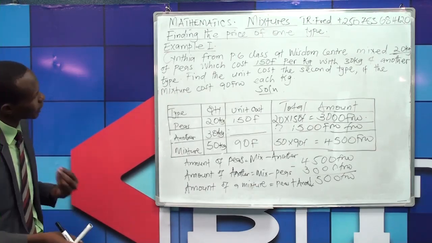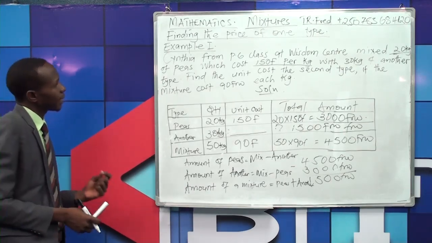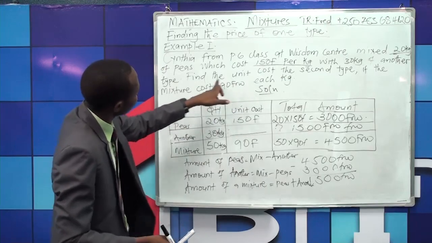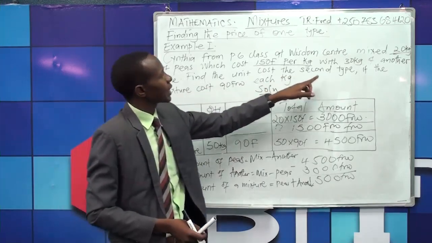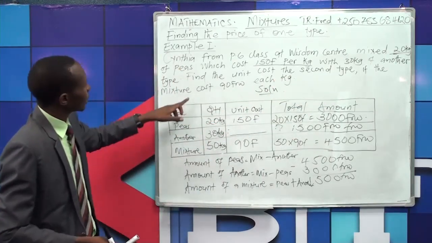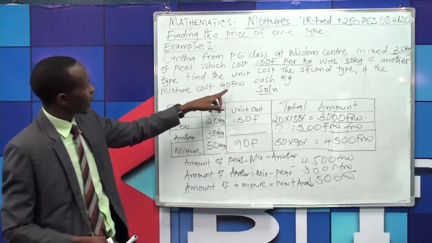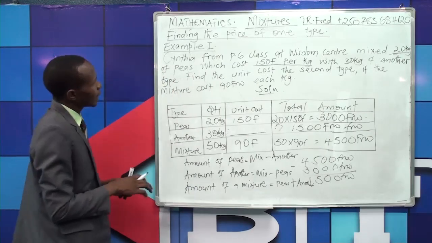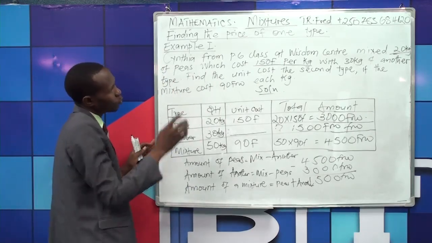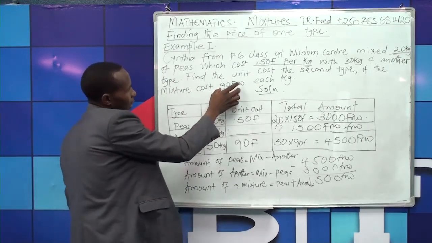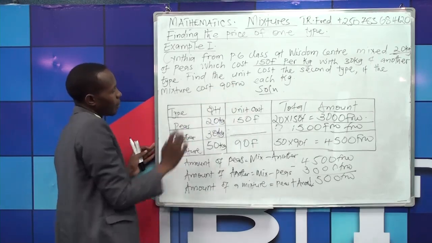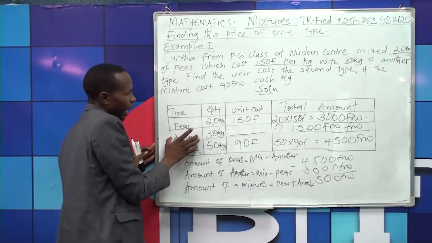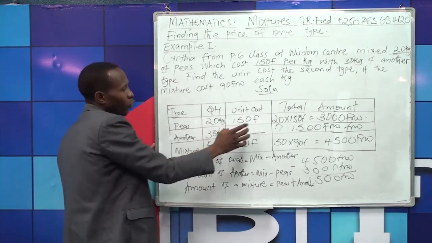What does the question want us to do? The question is demanding us to find the unit cost of the second type if the mixture cost 90 francs each kilogram. So we have realized the amount that is spent on the mixture. We have known the amount that is spent on the other type. Now we need the unit cost.